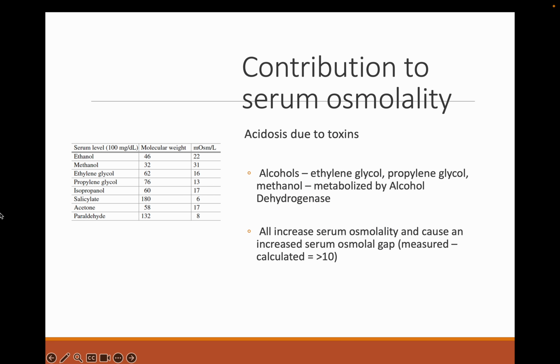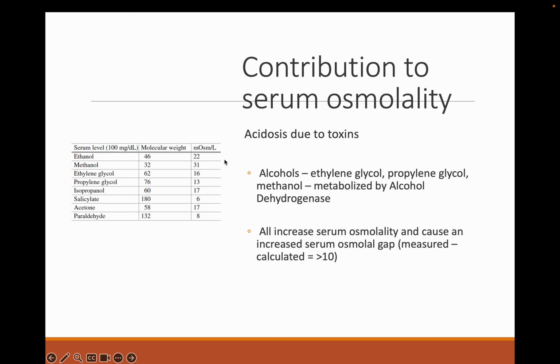I already mentioned the osmolarity. Osmolar gap, where the measured and calculated osmolarity might be different, occurs in a few poisonings, especially ethanol, methanol poisoning, ethylene glycol poisoning, propylene glycol, isopropanol. Salicylate does not cause a significant change. These top 5 are the causes of a high osmolar gap.